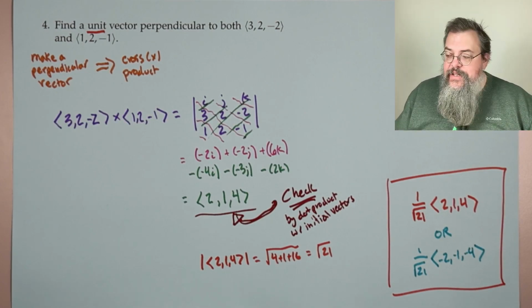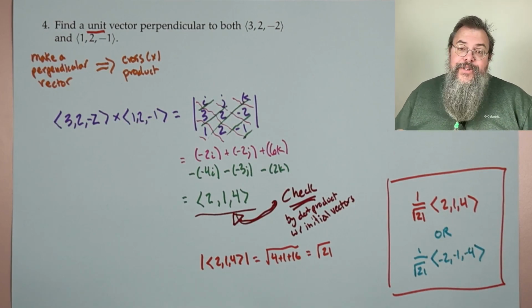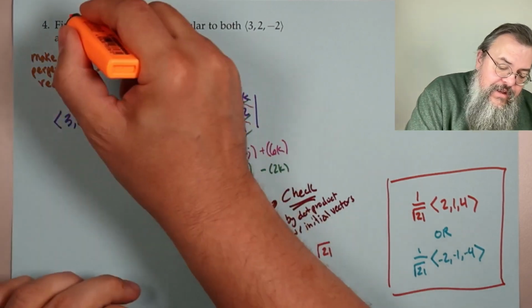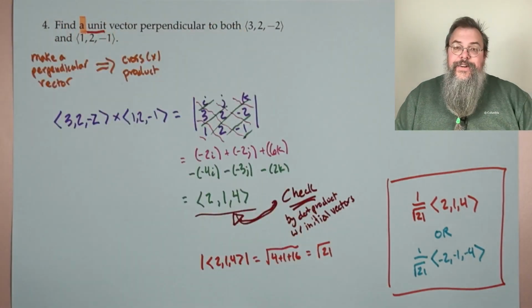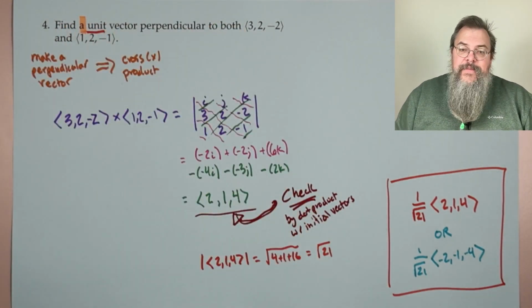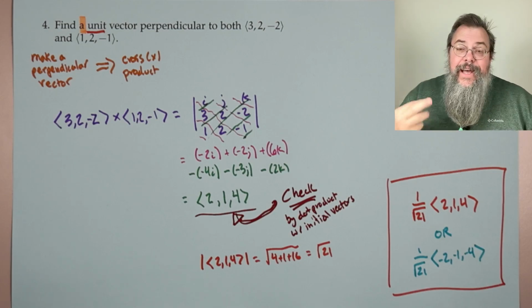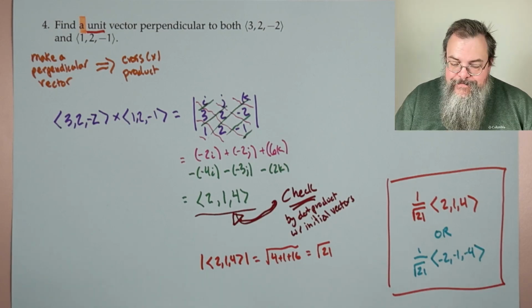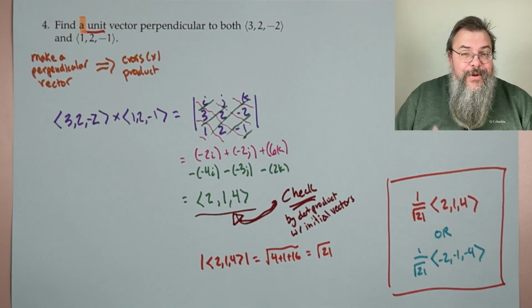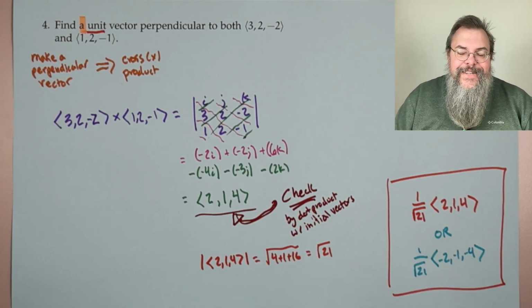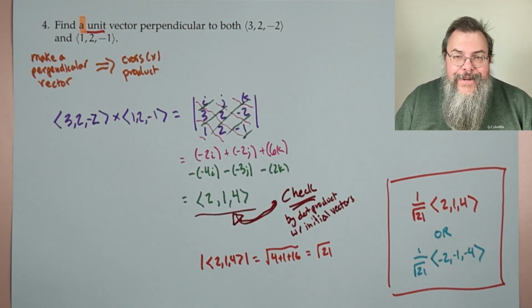Now, do you need both answers? No. You just need one. Why? Because it says find a unit vector. It doesn't say find all of them. But I just want to point out that there are two possible answers here and how they're related to each other. All right, cool. Double the work, right? That's all right. It's good to go the extra mile.